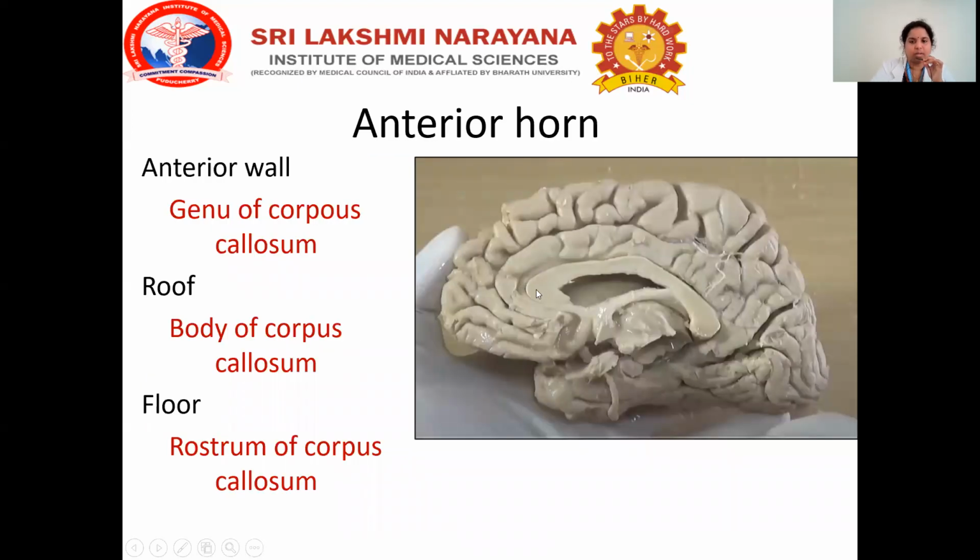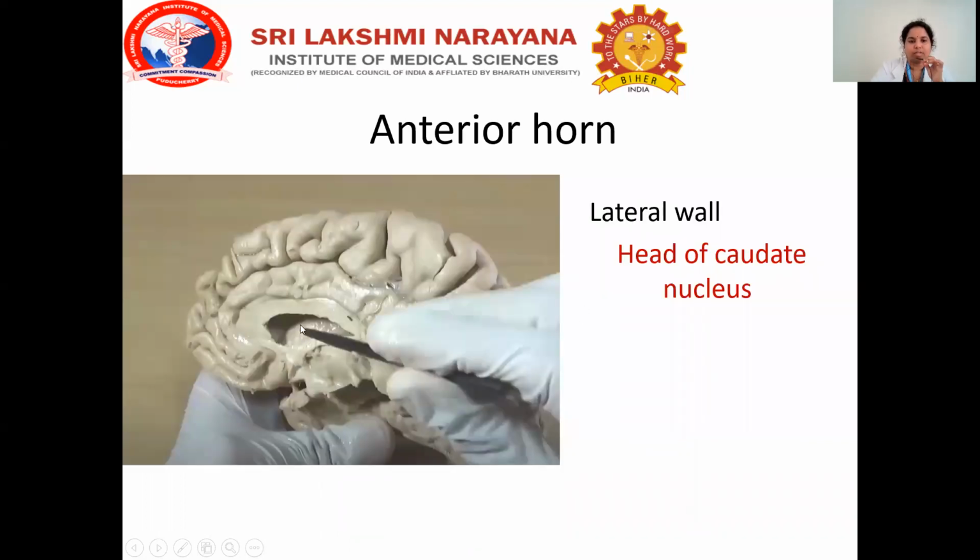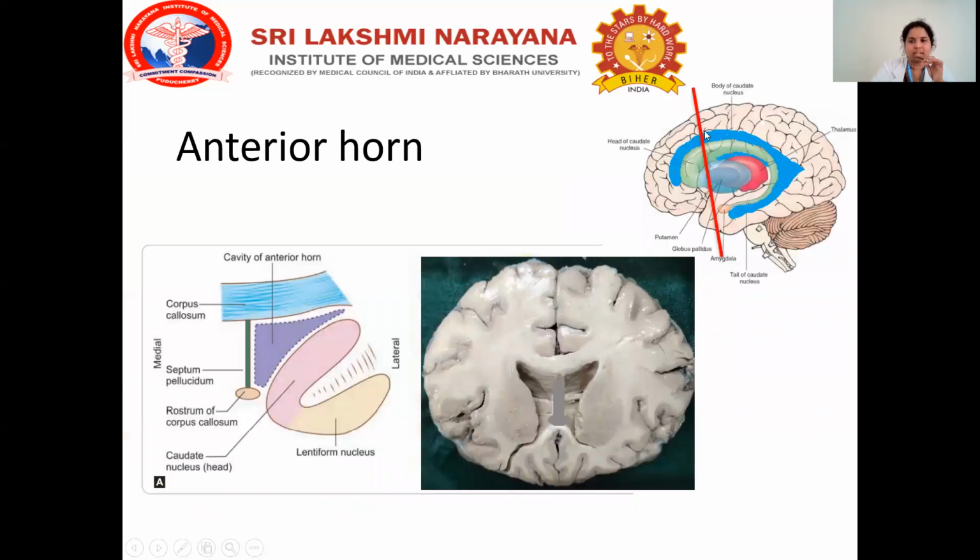The anterior wall of the lateral ventricle is formed by the genu. The roof is formed by the body of the corpus callosum, whereas its floor is formed by the rostrum of the corpus callosum. Now, the floor of the anterior horn is formed by the head of the caudate nucleus. So the coronal section passing through the anterior horn of the lateral ventricle is related to the head of the caudate nucleus, not the body of the caudate nucleus, nor the thalamus.